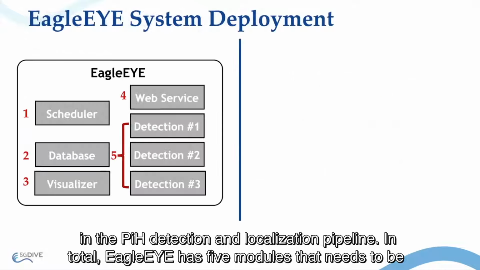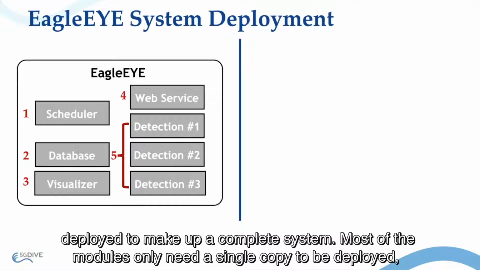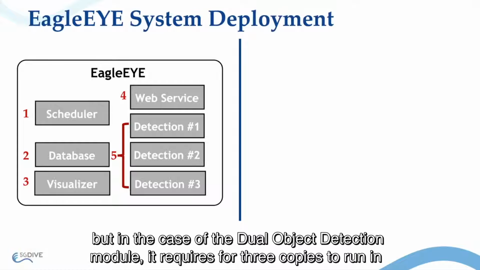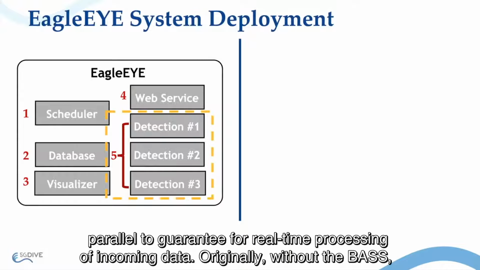In total, Eagle Eye has 5 modules that need to be deployed to make up a complete system. Most of the modules only need a single copy to be deployed. But in the case of the dual object detection module, it requires 3 copies to run in parallel to guarantee real-time processing of incoming data.